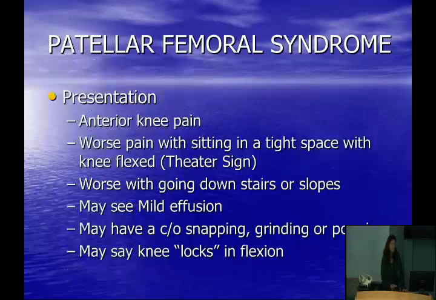So when they come in, they always say they have anterior knee pain. They often have worse pain with sitting in tight spaces. That's called the theater sign, because people never wanted to go to the theater. Because of the seats in front of them, they couldn't kick out their knees. They were trapped with their knees at 90 degrees. That 90-degree confinement causes a resting pressure of the kneecap against the bone. You've got an irritated back of the kneecap. That's going to cause an increased pressure.